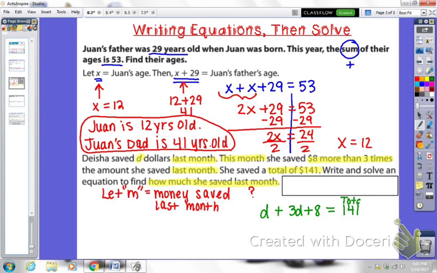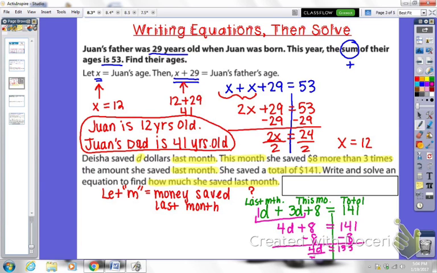So this represents my total. This part was last month. And this part was this month. So drop your divider line. I can combine my 2 D-like terms. Remember, there's an invisible 1 there, so 1D plus 3D is 4D. Add 8, and that should be 141. I'm going to take away 8 from both sides and get that 4D is equal to 133.